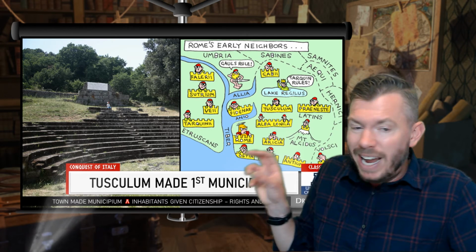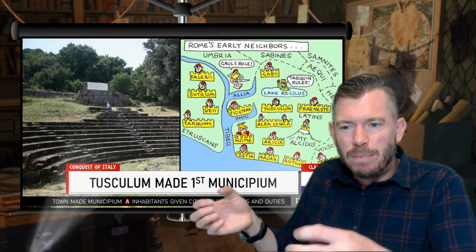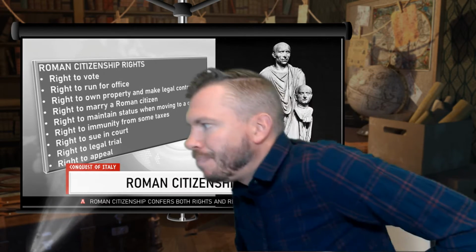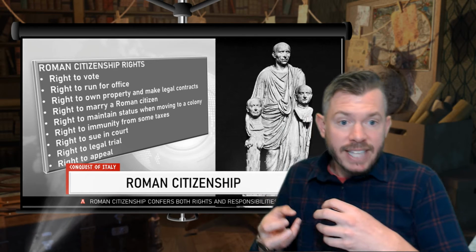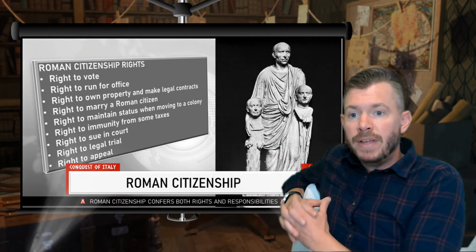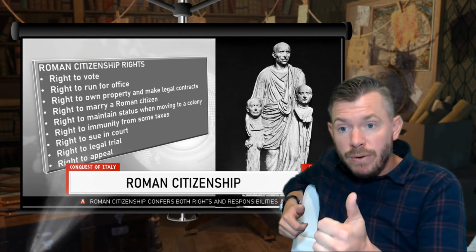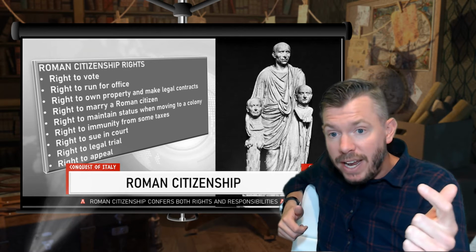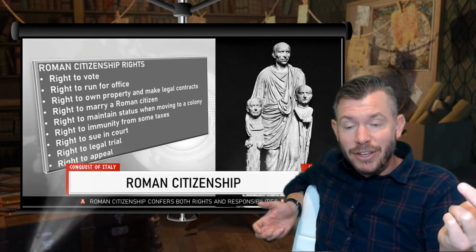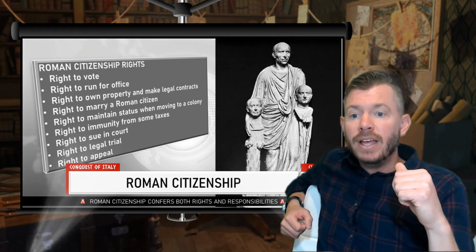But Rome's trying to think now, what are the different ways that they can bring in the towns that they've conquered? Now, one of the ways that they do that is they give various levels of citizenship to these towns. Now, Roman citizenship does a couple things. It gives you the right to vote. It allows you to participate in government. You can legally make contracts. You can marry a Roman citizen. Otherwise, you're prevented from doing so.